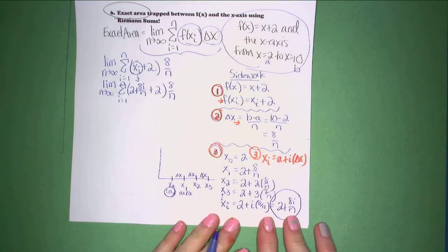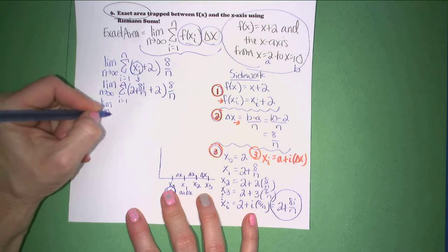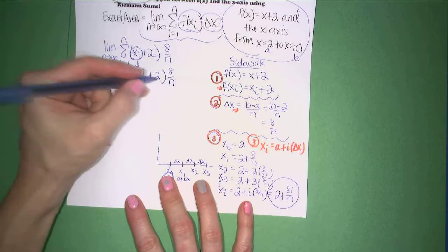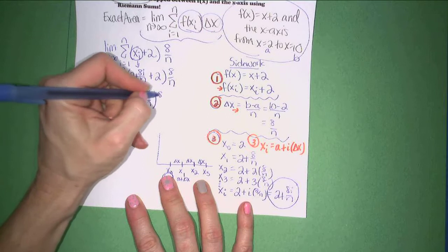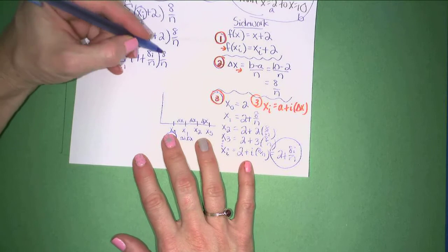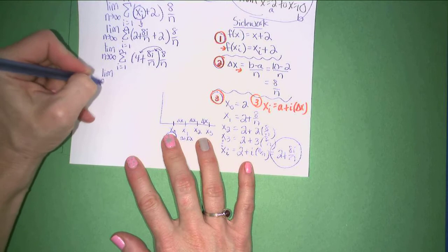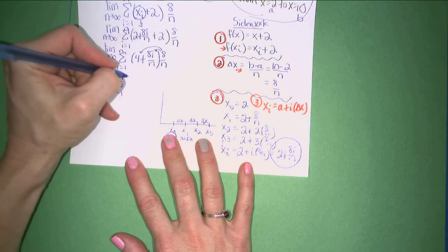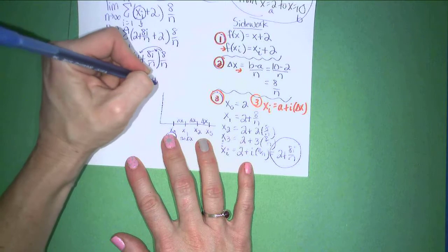Okay, combine some like terms here. We're going to have the limit as n approaches infinity of the sum from i equals 1 to n. 2 plus 2 is 4, so we have 4 plus 8i over n multiplied by 8 over n. And the next thing I'm going to do is distribute. I'm going to distribute 8 over n to both parts of this binomial. So that will give me the limit as n approaches infinity of the sum from i equals 1 to n of 32 over n plus 64i divided by n squared.